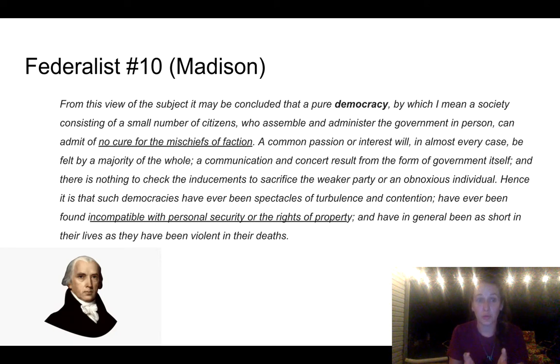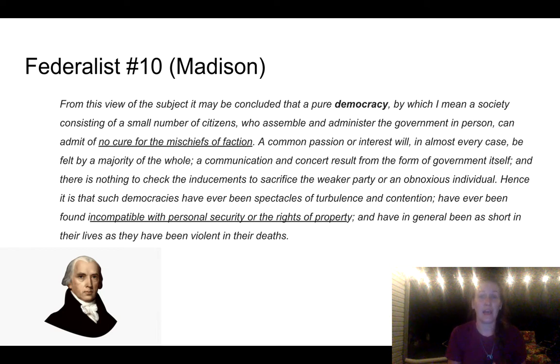So let's read a little portion here. He wrote, "From this view of the subject, it may be concluded that a pure democracy, by which I mean a society consisting of a small number of citizens who assemble and administer the government in person, can admit of no cure for the mischiefs of faction." So what does that faction mean?